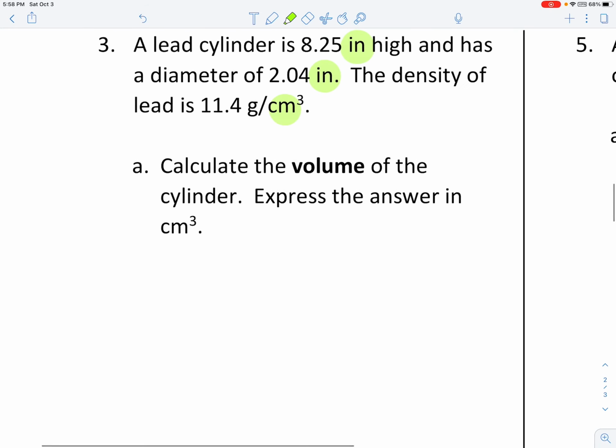The first part of the question says, what's the volume of the cylinder? And express the answer in cubic centimeters. Now, is this a density question? Well, if I was going to find the volume using the density, I would need to know the mass, right? You can only find the volume using a density if you have the mass, and then we could use a unit multiplier. We don't know the mass, so this is not about density, this is not about unit multipliers.